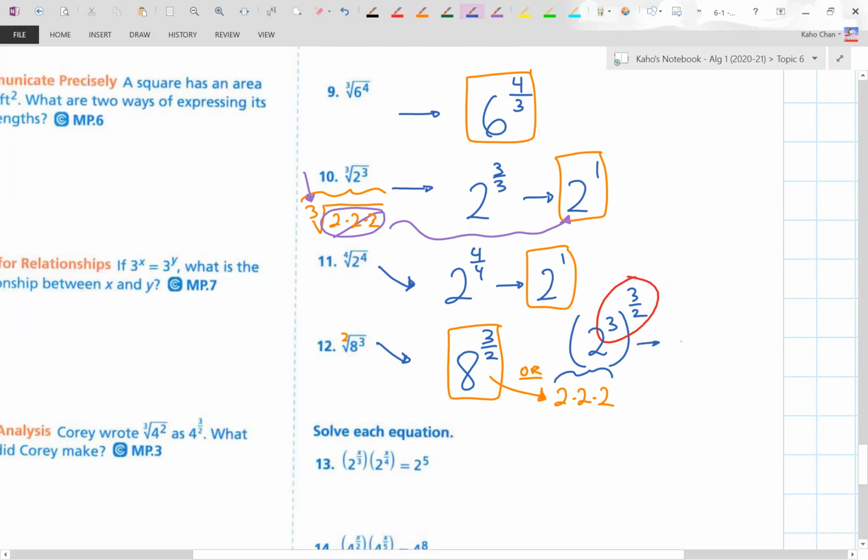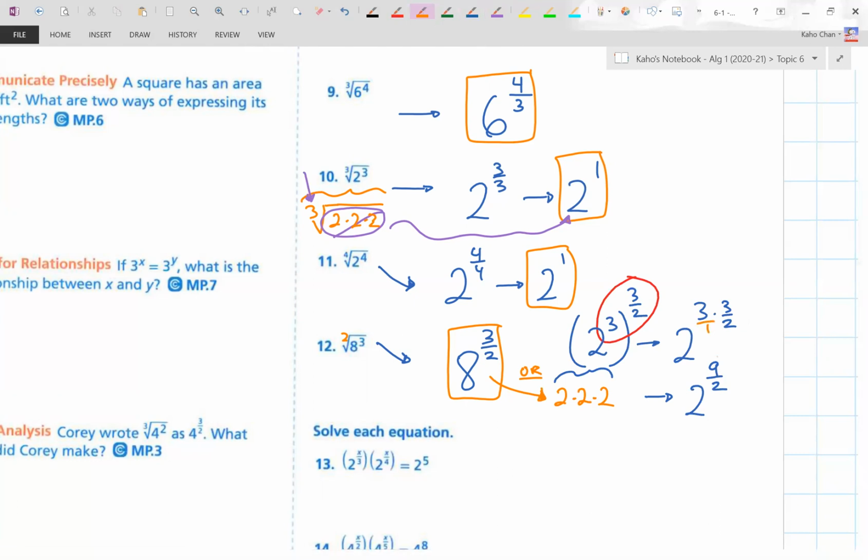Whoa, where's Mr. Chan going with this? This is going crazy. 3 times 3/2 power. You can see where this is going. This is 9/2 power. This is 2 to the 9/2 power. What is going on? Ladies and gentlemen, that answer is the same as the other answer over there to the left. FYI. Okay?